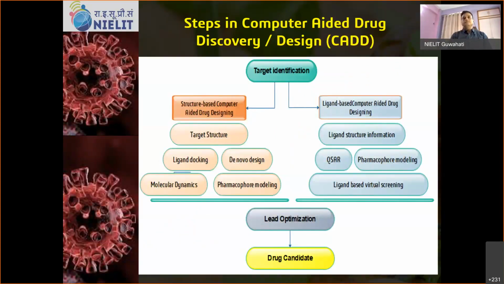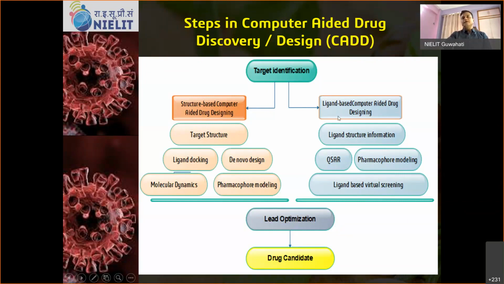On one side, you can see the target identification. After target identification, we can do structure-based computer-aided drug designing or ligand-based computer-aided drug designing. There are two aspects. In structure-based, the target structure is there. Target means the receptor structure. Then we can do the ligand docking, then the molecular dynamics, then the optimization of the lead. Then we can identify the drug target candidate molecule. So these are the two research lines.